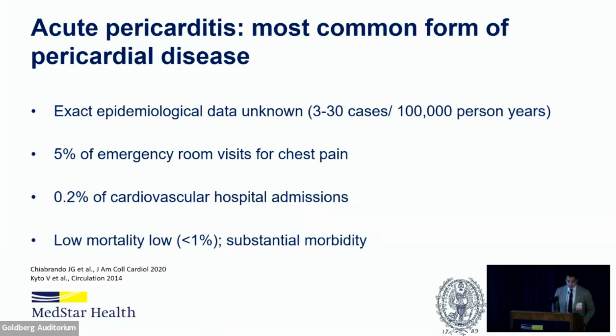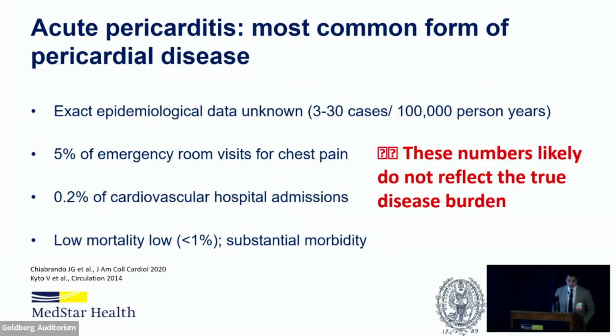In terms of the epidemiology of acute pericarditis, we don't truly know the actual epidemiological data, and it's been noted to be 3 to 30 cases per 100,000 person years and 5% of ER visits. I tend to think these numbers really do not reflect the burden, and we'll talk a little about how we really underdiagnose this problem.